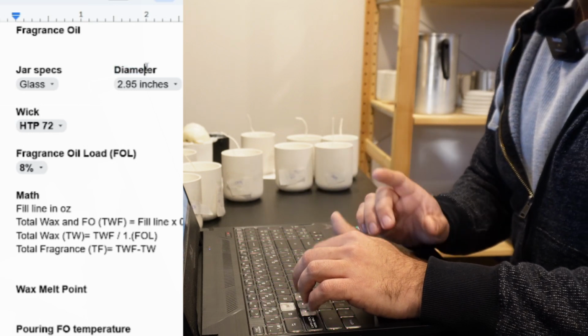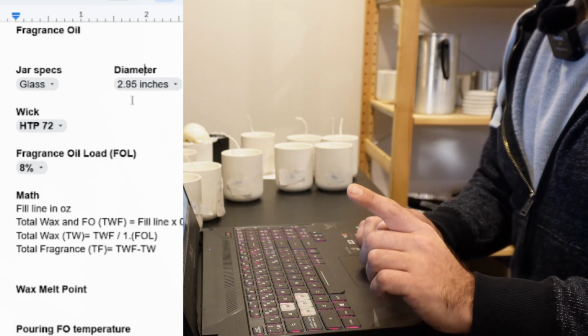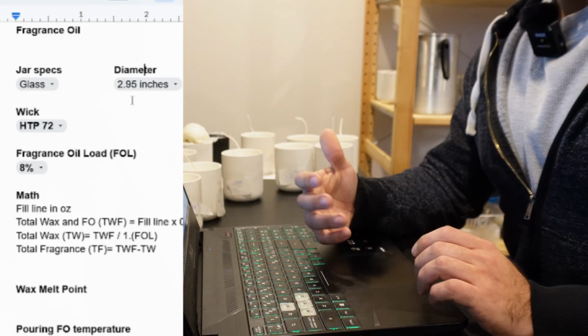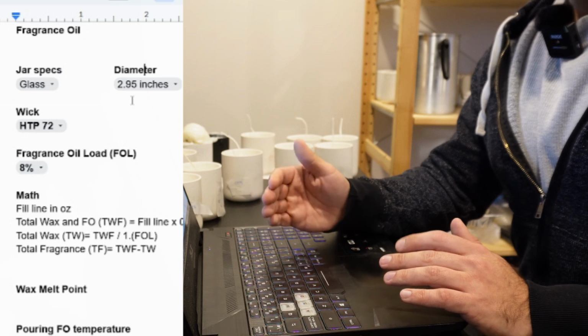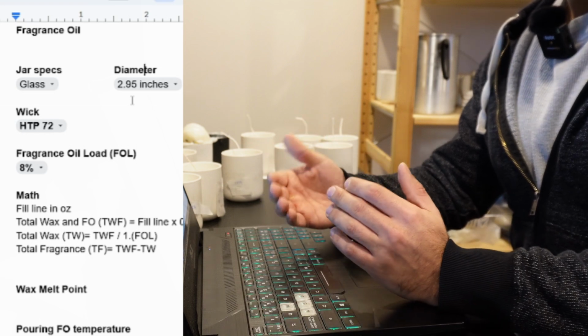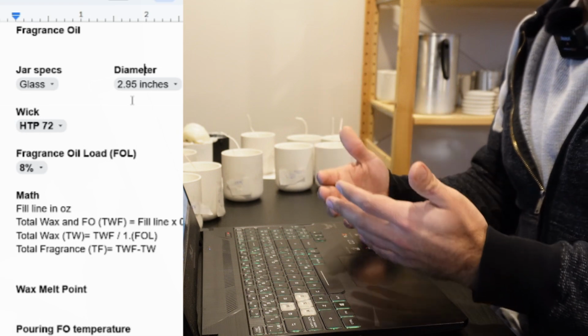But with that also said, also do the following: TEST. I, for example, had to go up 2 to 3 wicks higher than what was suggested, just to get the normal melt pool for my jar and to get it burning appropriately.